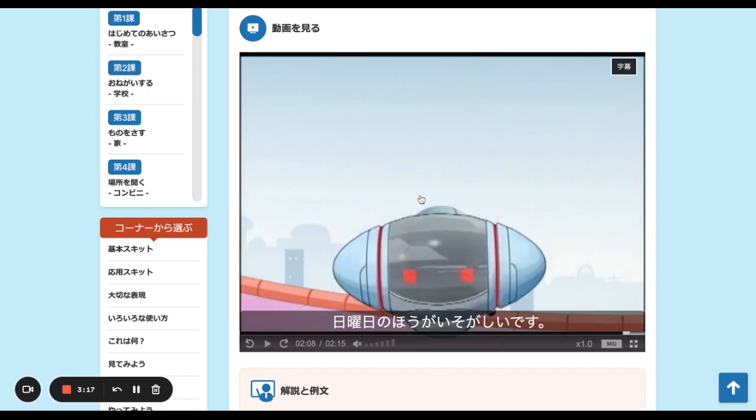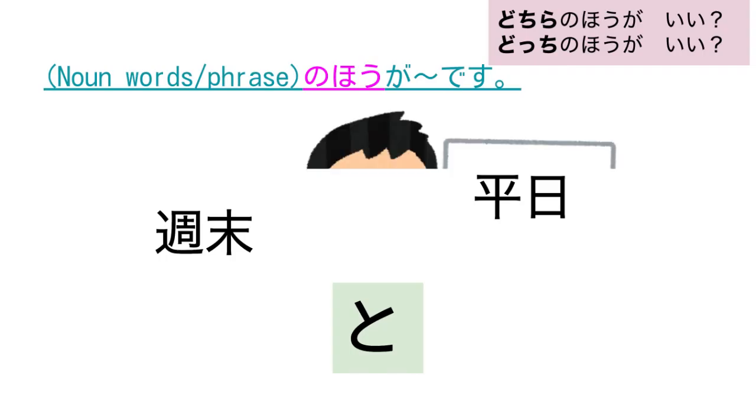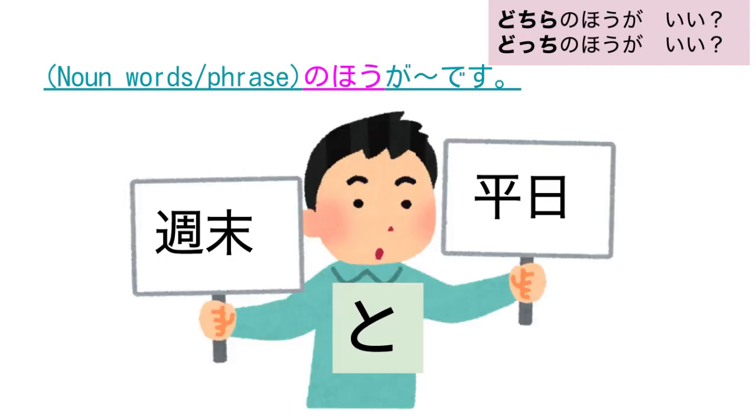So I'm going to go over something more than just comparing two nouns in the next video. Now, continuing. Okay, so Erin's website had pretty simple but good comparison sentences, but they were all noun words, just like here. So 週末、平日. I want you to write it down, especially 平日.